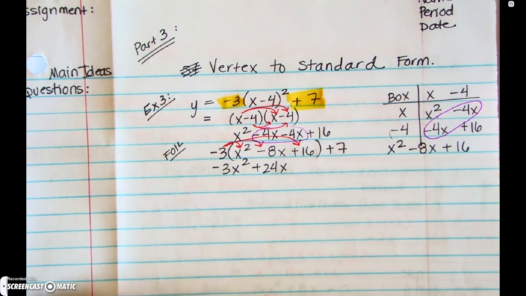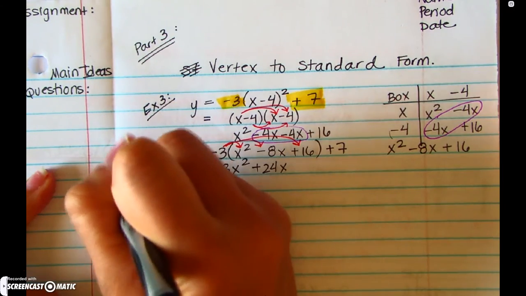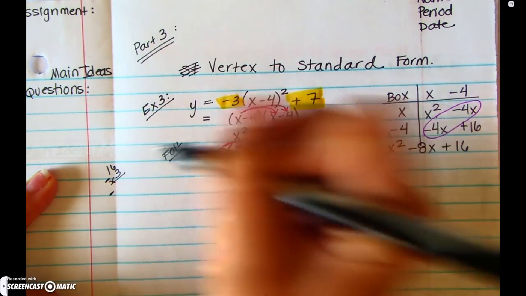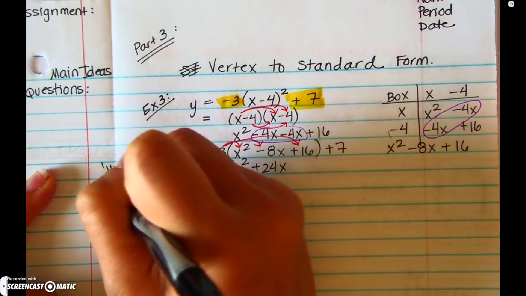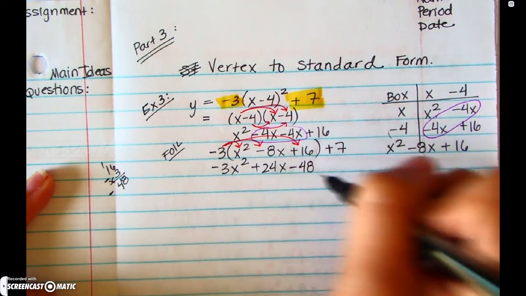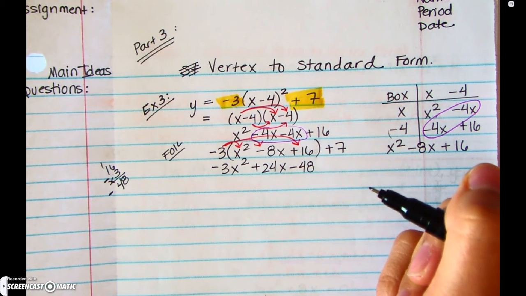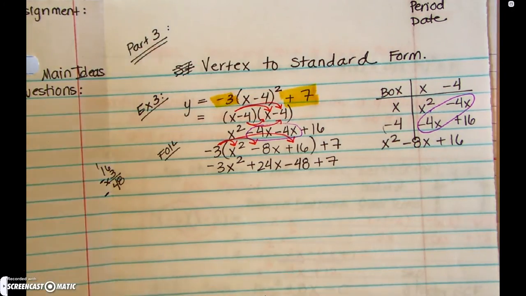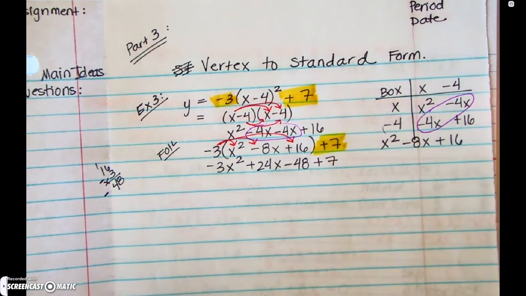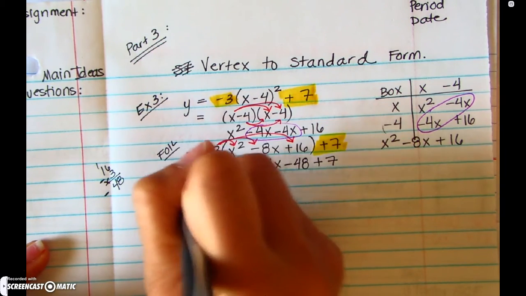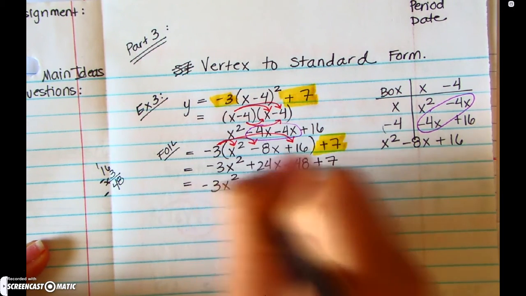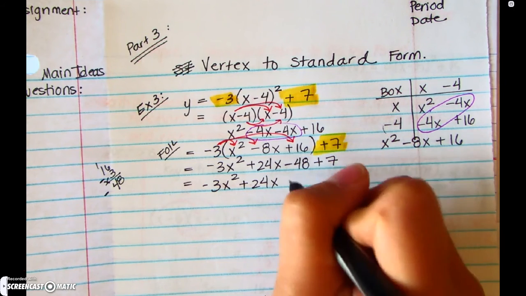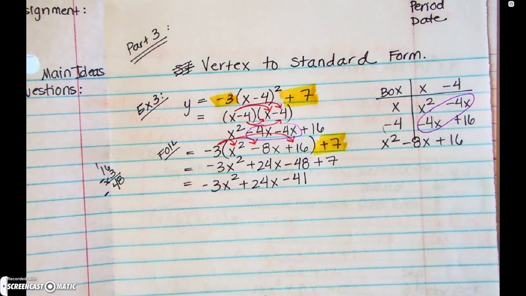And -3 times +16 is, well, on the side, I'm going to multiply 16 times 3. -3 makes a negative answer. 6 times 3 is 18, carry the 1, so we have -48. So -48 plus 7, can't forget about the +7 at the end. And to finish this problem off, switching it from vertex form to standard form, we have -3x squared plus 24x, and then -48 plus 7 leaves us with -41.